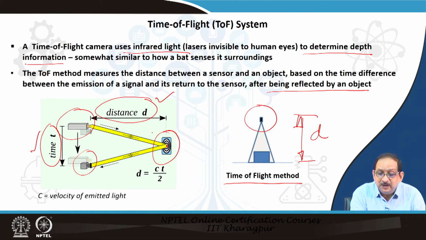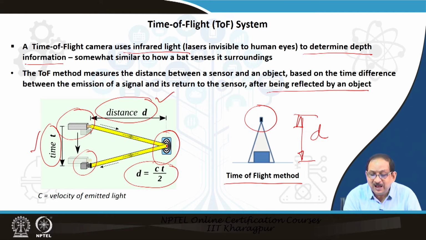So the infrared light travels from the camera, hits the object, and returns to the sensor, or the sensor senses the return of this infrared light after being reflected by the object. So the distance is calculated as a function of the velocity of the emitted light and the time of travel, the time difference between the emission of the signal and its return to the sensor.